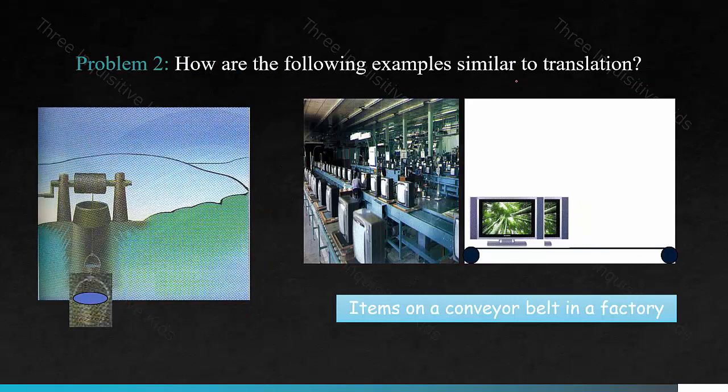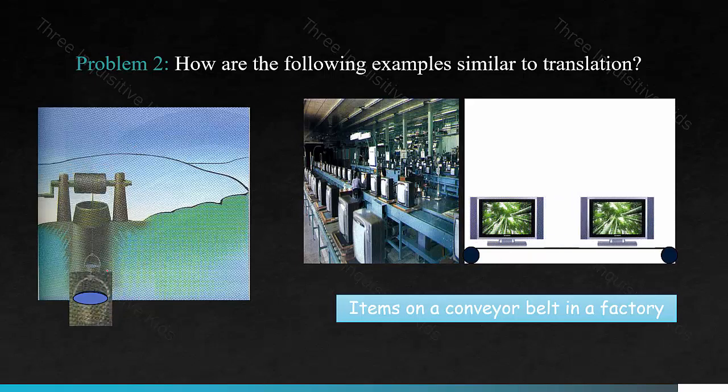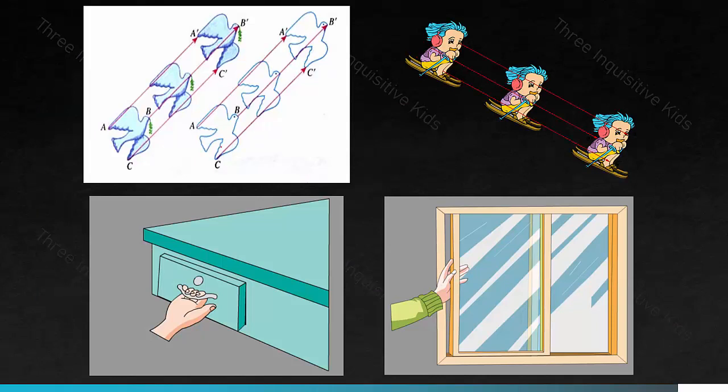How are the following examples similar to translation? Here we have a well that's moving up and down. And we have items on a conveyor belt in a factory. Here we have a bird flying. As you can see, when it's moving up, its shape did not change, but its position changed. It's the same when you're sledding, when you're sliding open a window, or when you're sliding open a drawer. If you think about it, the word translation is very similar to the word sliding in daily life.